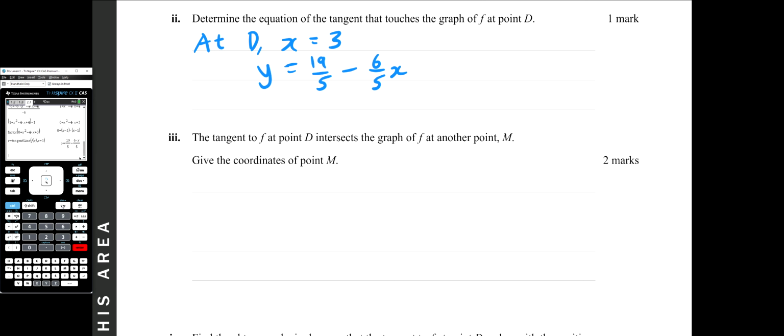Moving on to part 3 now. The tangent to f at point D intersects the graph of f at another point M. Give the coordinates of point M. Okay, so what we need to do in this case is take the function f of x and equate that to the expression for the tangent, so 19 over 5 minus 6 over 5x. And we just simply need to solve that using the calculator.